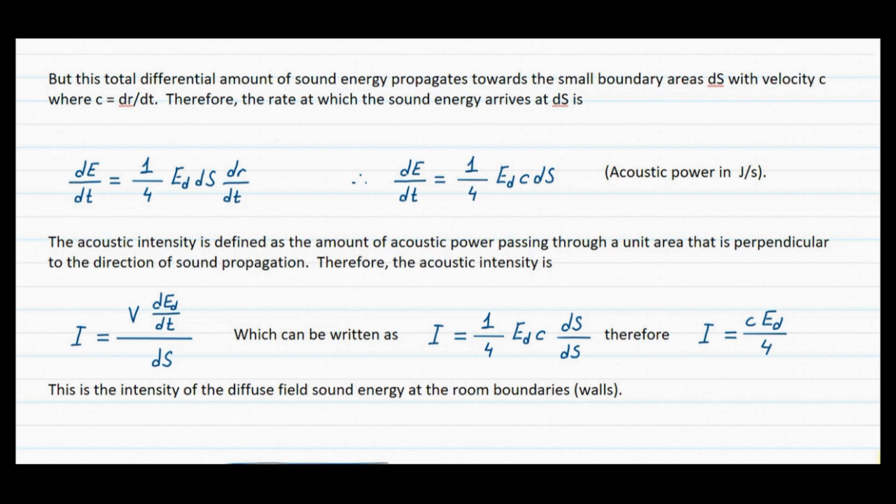The acoustic intensity is defined as the amount of acoustic power passing through a unit area that is perpendicular to the direction of sound propagation. Therefore, the acoustic intensity is equal to dE sub d over dt divided by ds, which can be written as I equals c times E sub d over 4. This is the intensity of the diffuse field sound energy at the room boundaries.